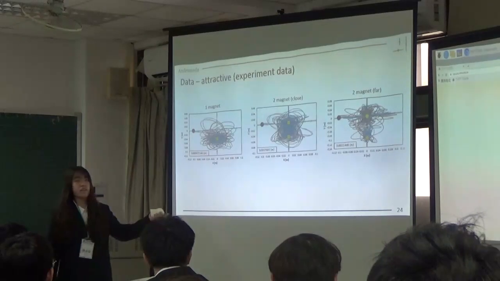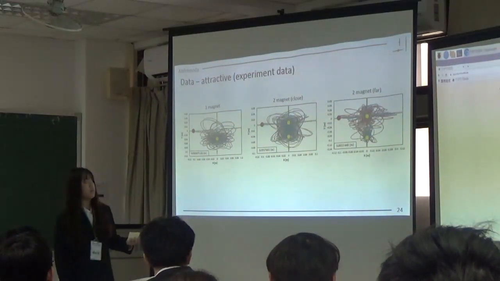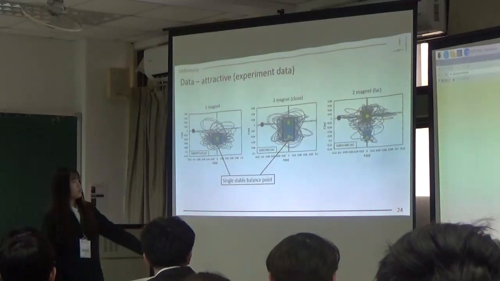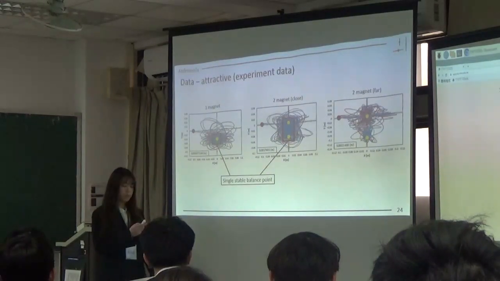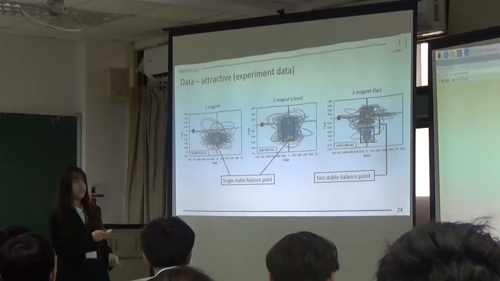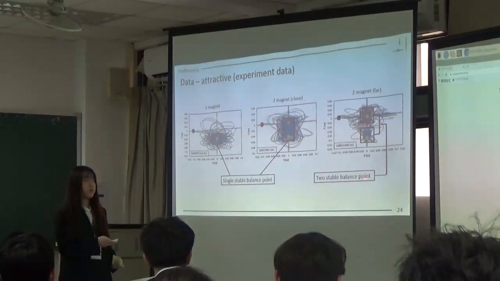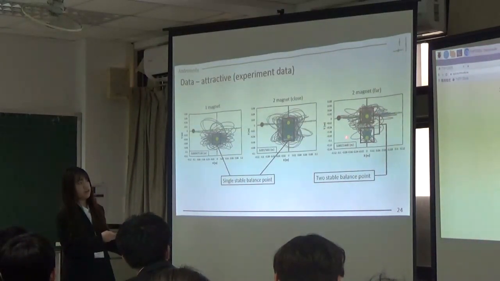And also the experiment data. We can see that the trend fits the modeling, and that these two cases have a single stable balance point. But if the magnets are far away from each other, there are two stable balance points. So the bob might stop here or here.